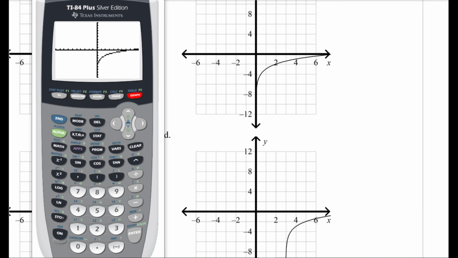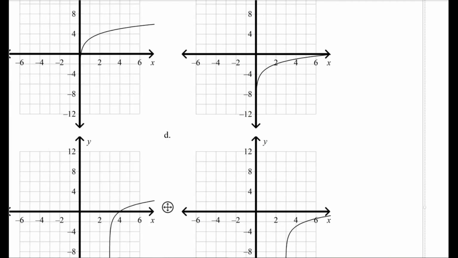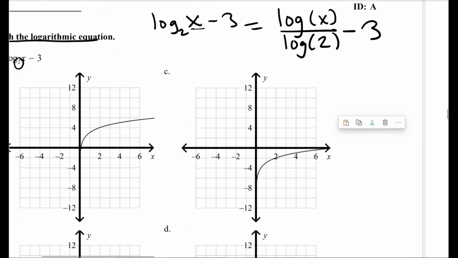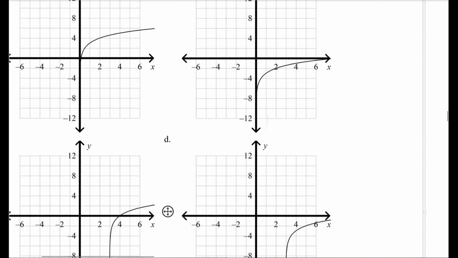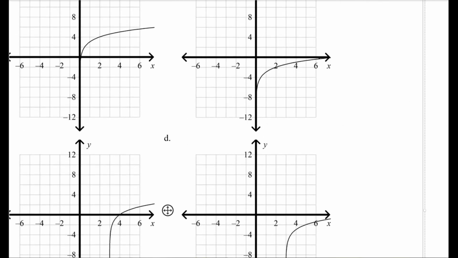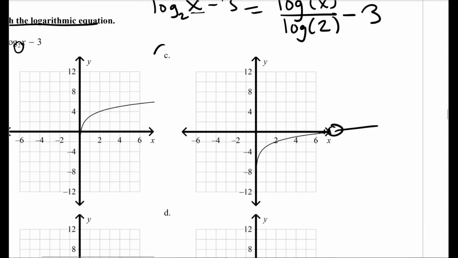So in this case, it looks like it's approaching the y-axis, and it looks like it starts to cross the x-axis at about 8. Okay, so that means that we're looking at this graph right here. It starts to cross right about 8, which is what we want. Okay, so the answer is C.